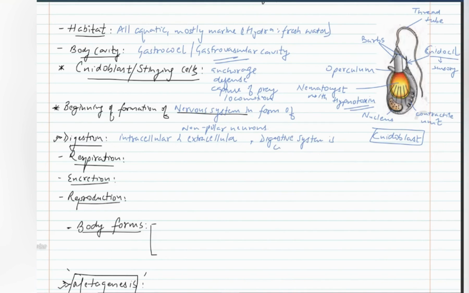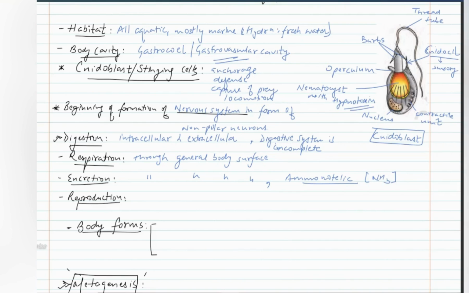Now the digestive system is incomplete, which means there is a single opening which will act as both mouth and anus. Respiration is through the general body surface. Excretion is also through the general body surface, and they mostly use an ammonotelic mode of excretion, that is, ammonia is excreted out dissolved in water.